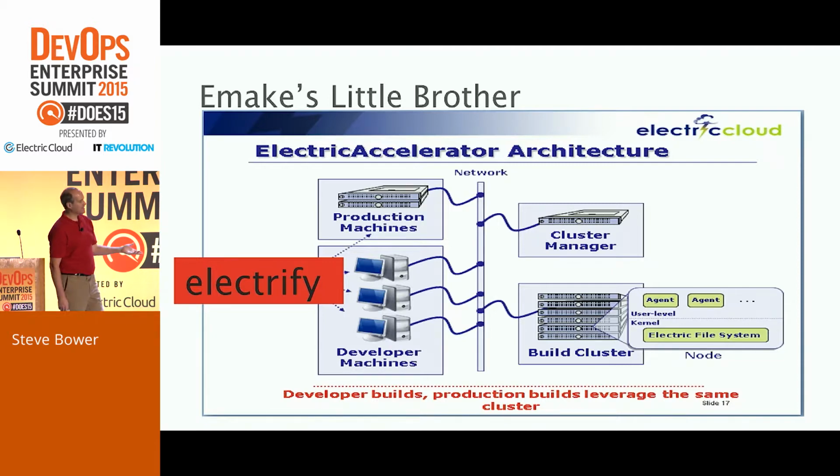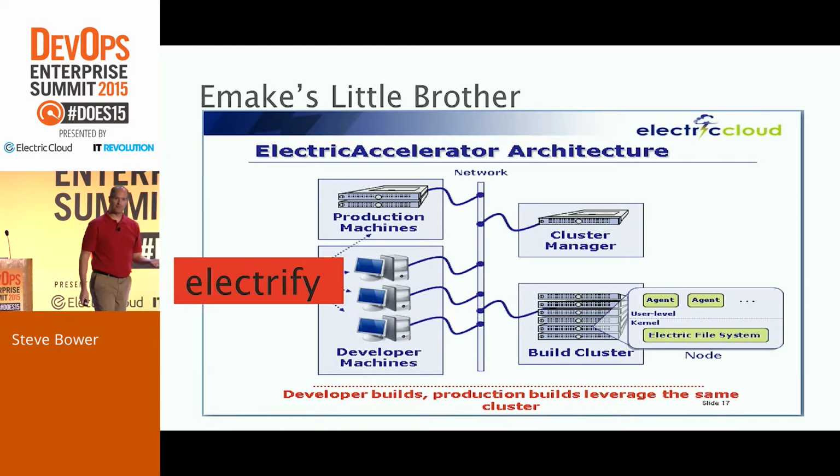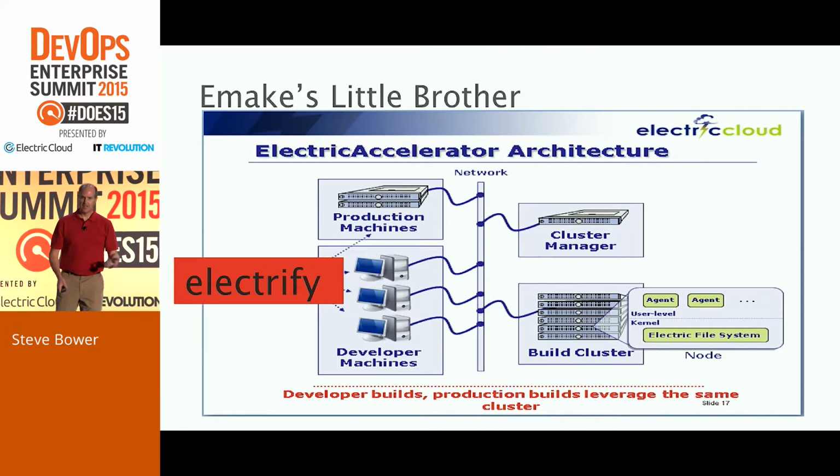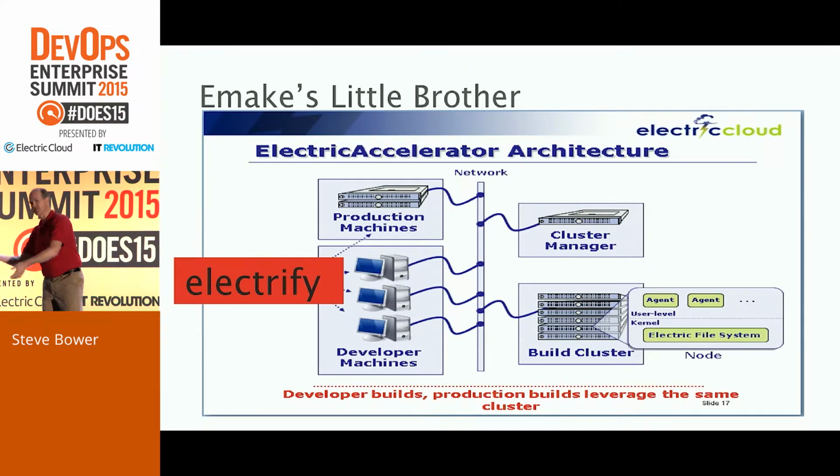On the left-hand side, you've got your developer machines. When you want to do a build, you run Emake. It analyzes your dependencies, figures out which commands it needs to perform, and it sends those commands off to your cluster on the right-hand side of the screen. So when it says I need to do these 2,000 compiles, those will happen off on the cluster.